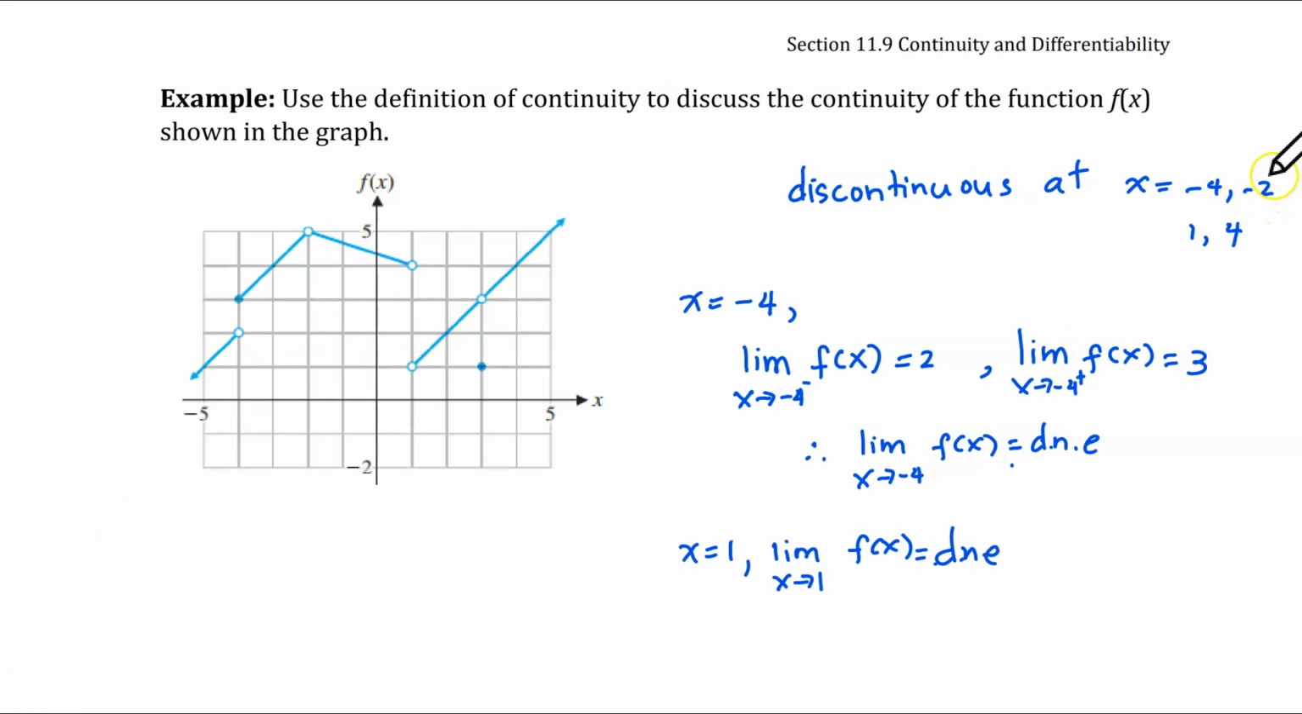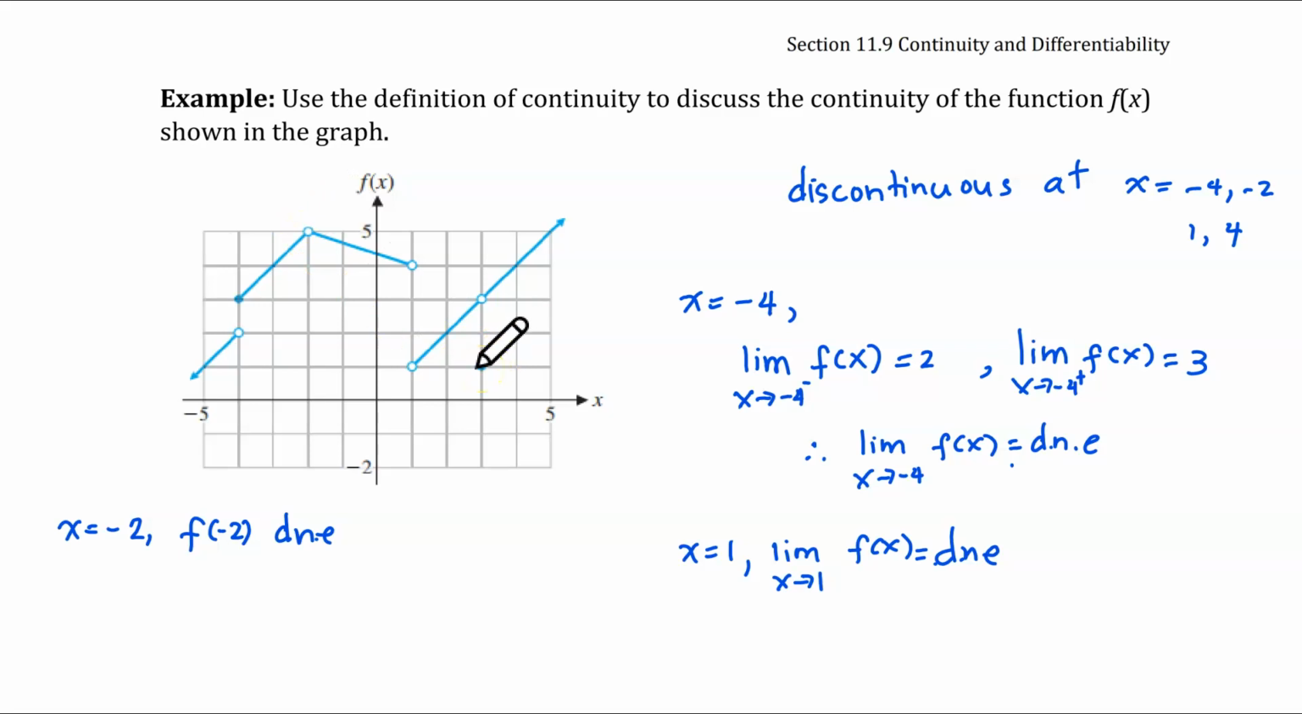And at x equals negative 2, your function there does not exist. So therefore, the second condition is not satisfied in this case.